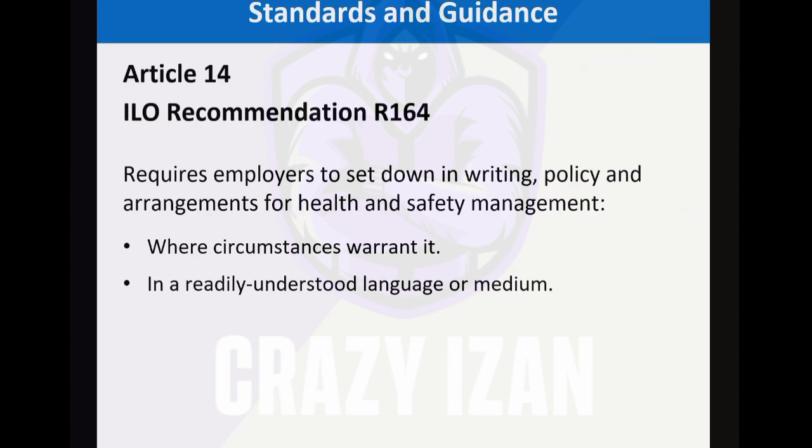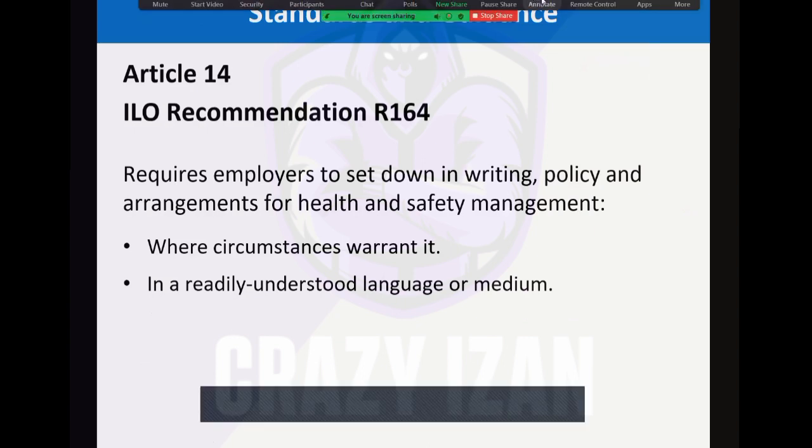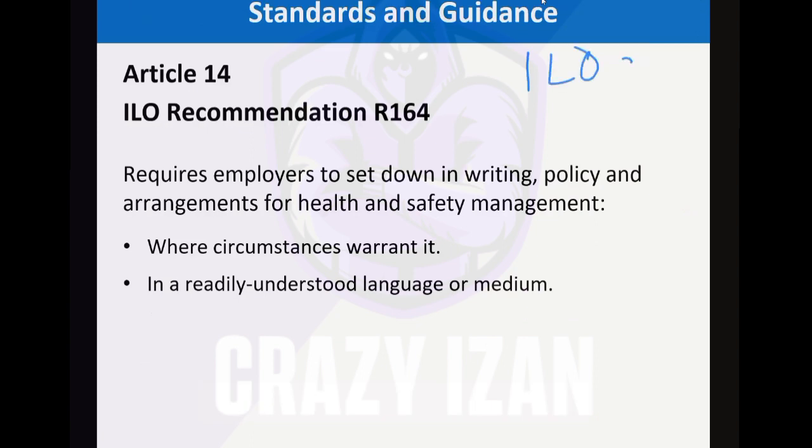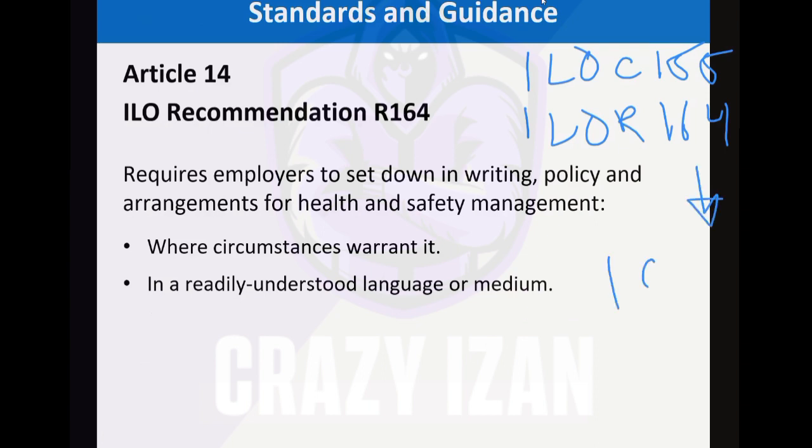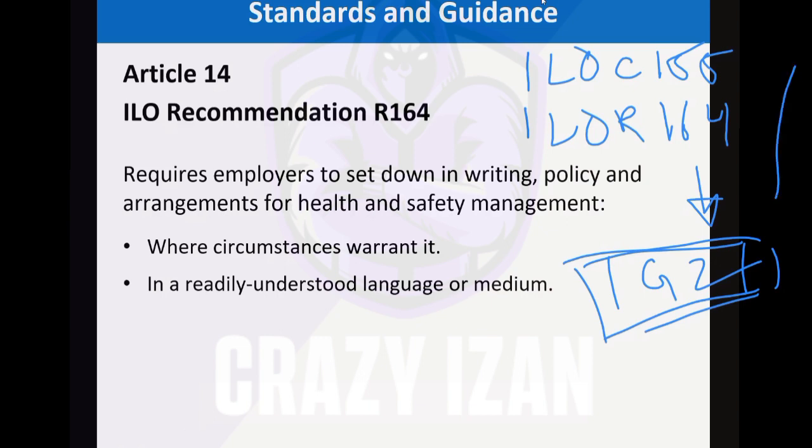As per ILO recommendation R164, the day before yesterday, in element number 1, we discussed ILO convention C155, and we also discussed ILO recommendation R164. These are very important. You need to remember them because you will use them in the IG2 risk assessment. When you're preparing your risk assessment, you need to give legal arguments. You can use them by giving reference to ILO C155 and ILO R164.